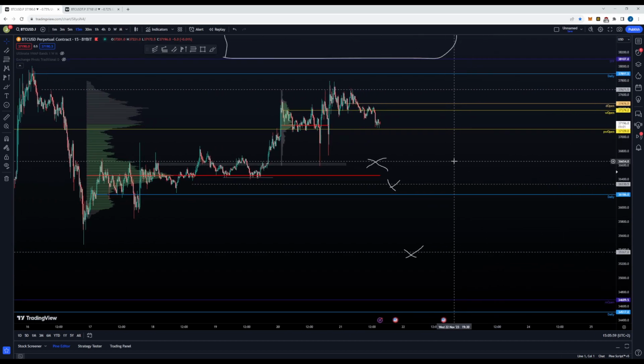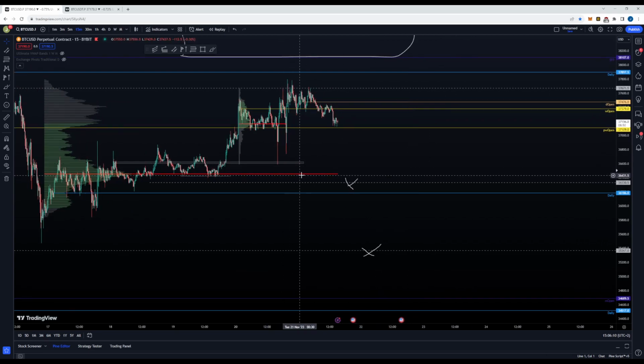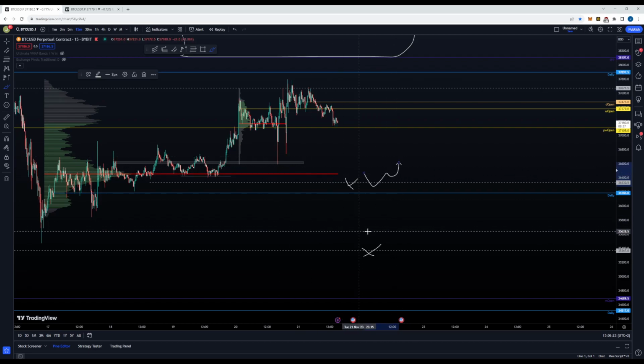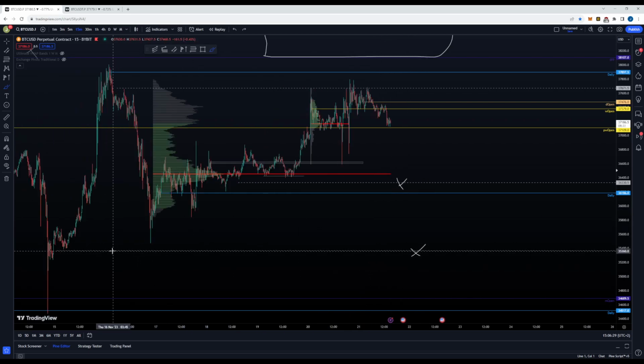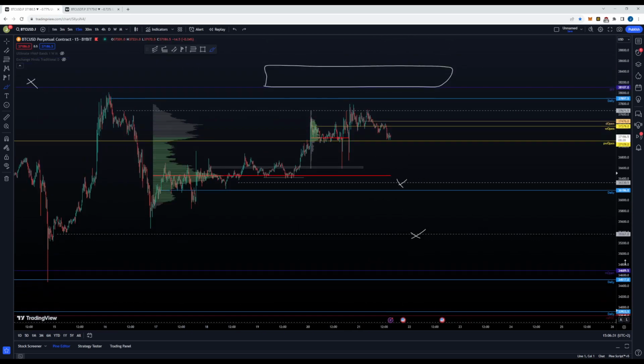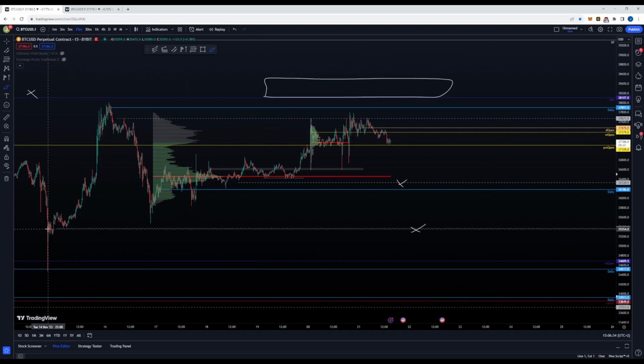I'm not gonna be very confident in longing this, but if we do get some kind of bounce here, like this X, it's gone. We took it yesterday. This POC: if we don't take these lows, I'm not gonna long this POC. If we take the lows, come back up, I will consider this long. And this projection at 35,350.